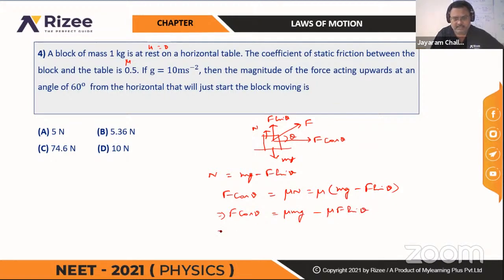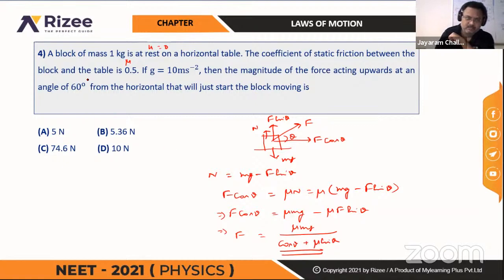If I take it to the other side and write it, F will be mu mg divided by cos theta plus mu sine theta. So this is the minimum force that is going to be needed. When you put in the corresponding values, the mu value has been provided, mass 1 kg, g is also given, theta is also provided to us. When we substitute all these values, we can find out how much that force is going to be.